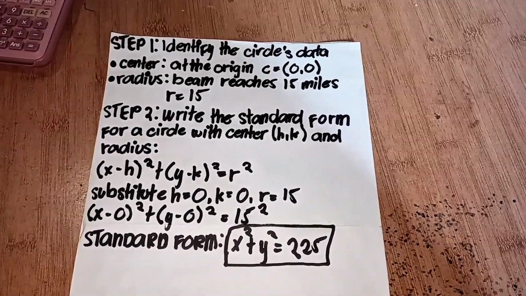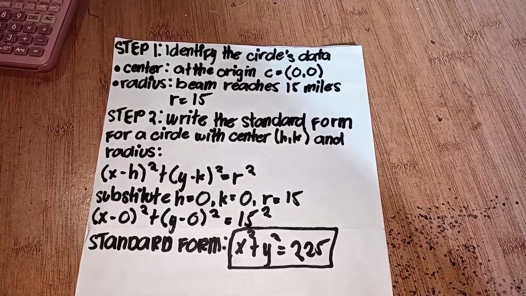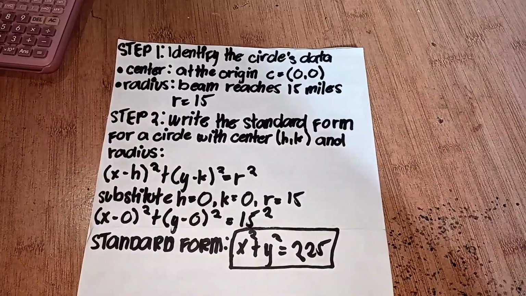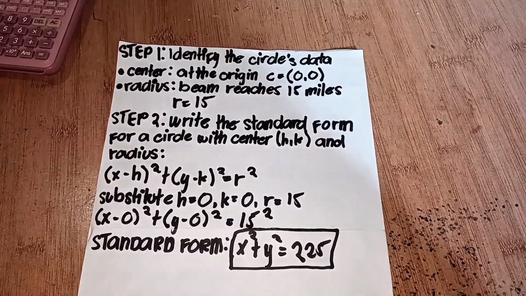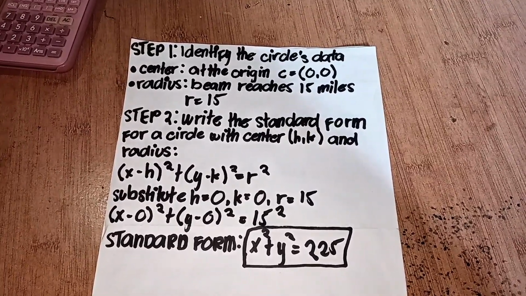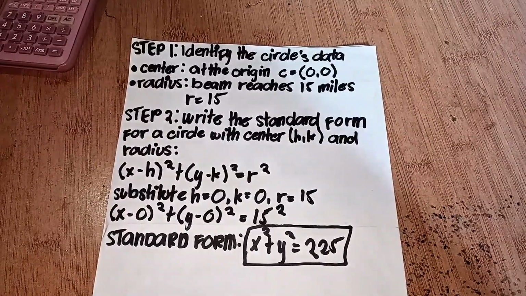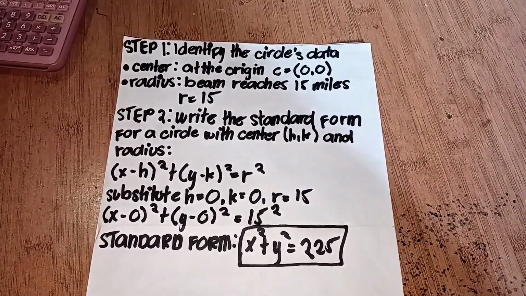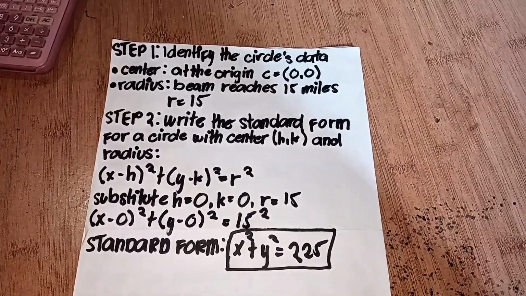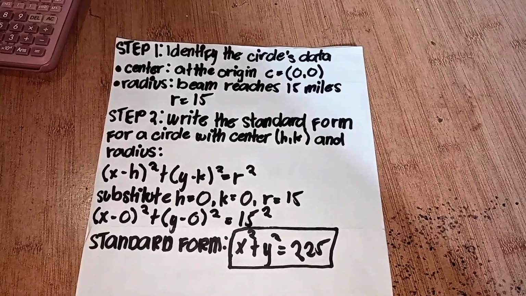So we are going to solve for the standard and general form. Step 1: identify the circle's data. Center at the origin, C equals (0, 0). The radius, the beam reaches 15 miles, so our radius is 15. Step 2: write the standard form for the circle with center (h, k) and radius r: the quantity x minus h squared plus the quantity y minus k squared equals r squared.